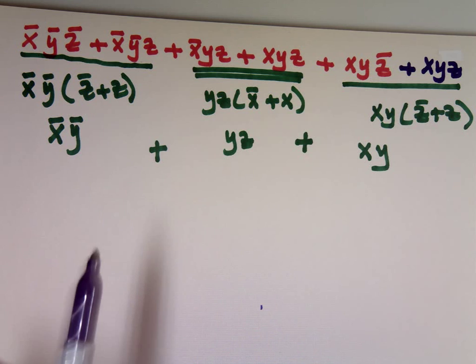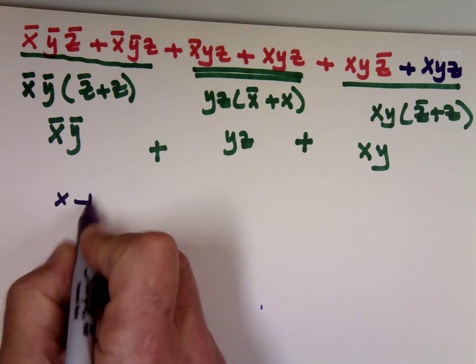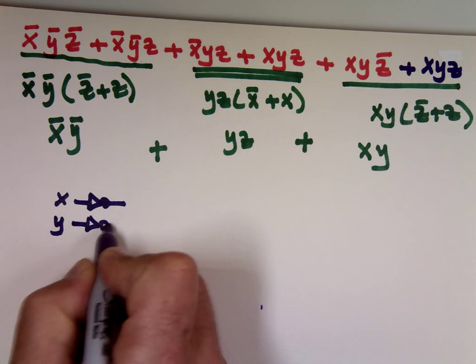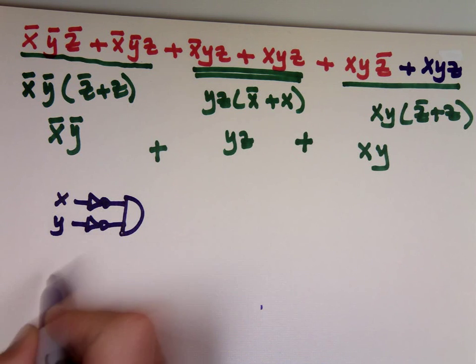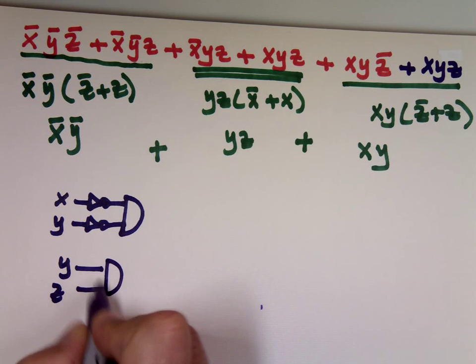So my design now is shrunk to X, complement that, Y, complement that, AND it together, Y and Z AND it together, and X and Z AND it together.